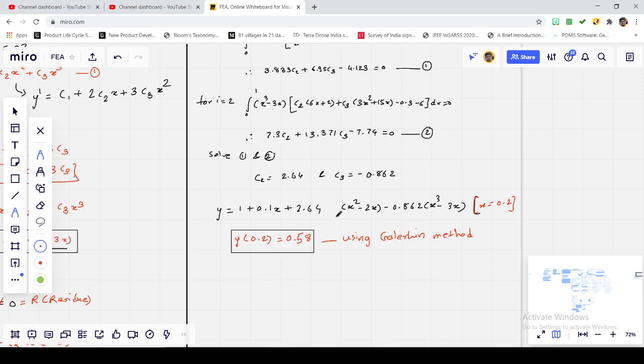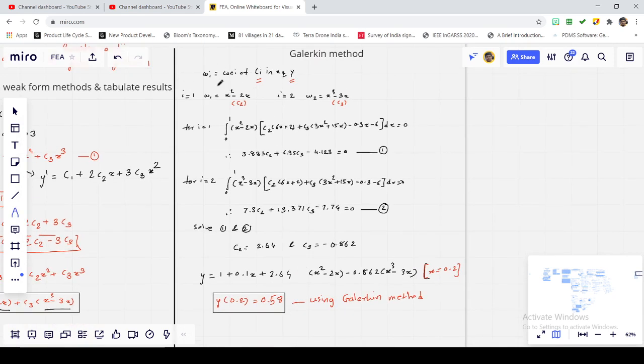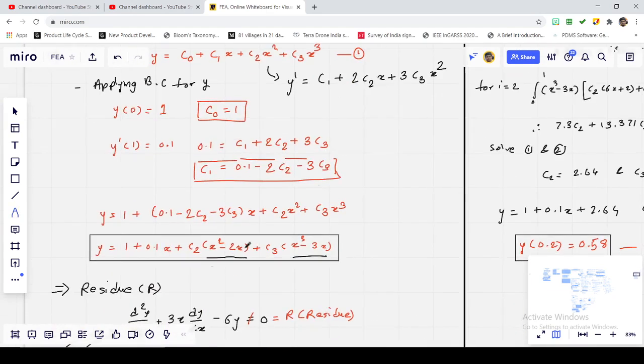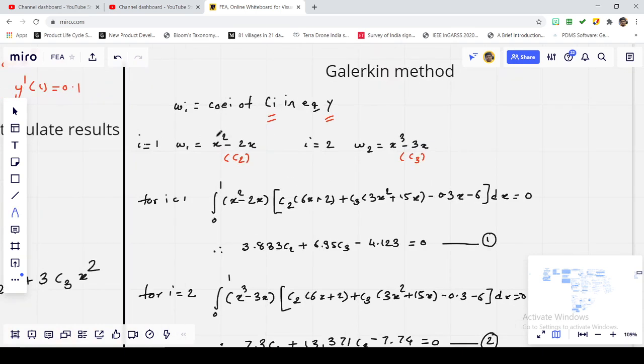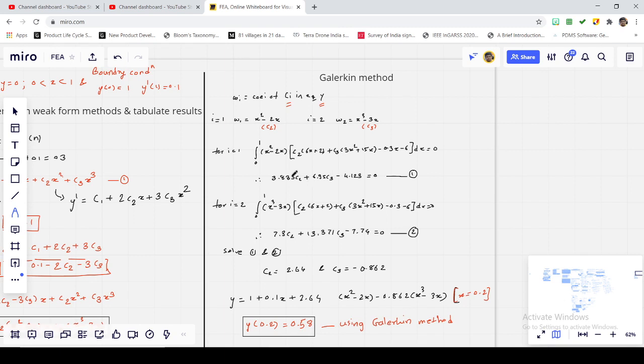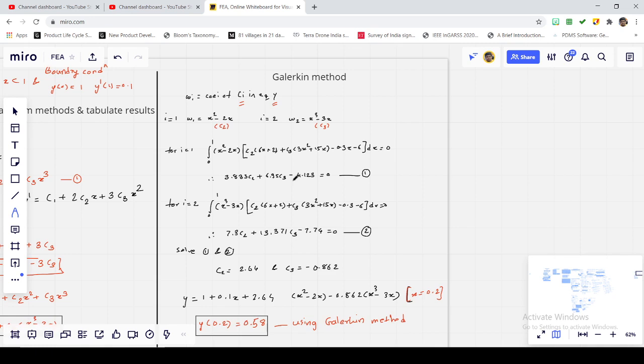The only important thing which we need to understand is that for Galerkin we take Wi equal to the coefficient of Ci constants in equation y. So from equation y you pick up the coefficients, then you put those coefficients as W1 and W2, and then you continue solving using the Galerkin method. So this is all about the Galerkin method. It's very simple. Just practice a few more problems on Galerkin and you will get a complete idea how to solve this.